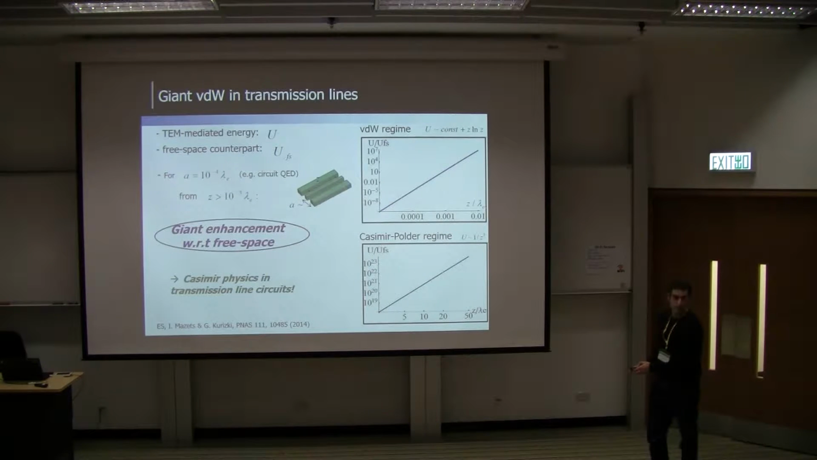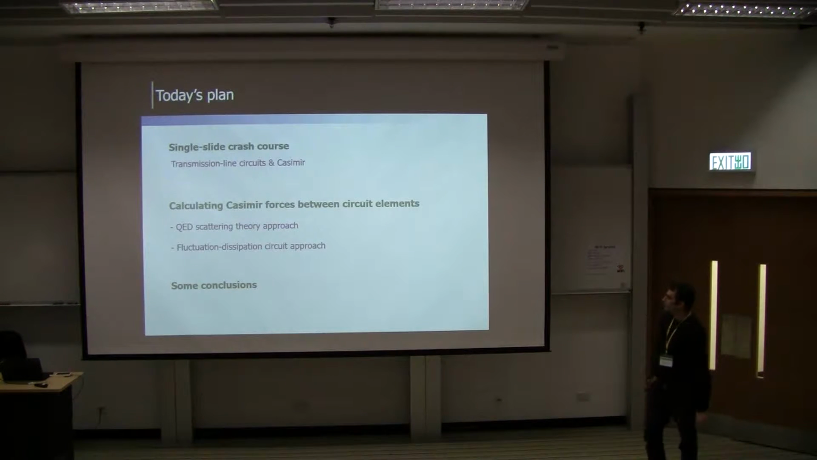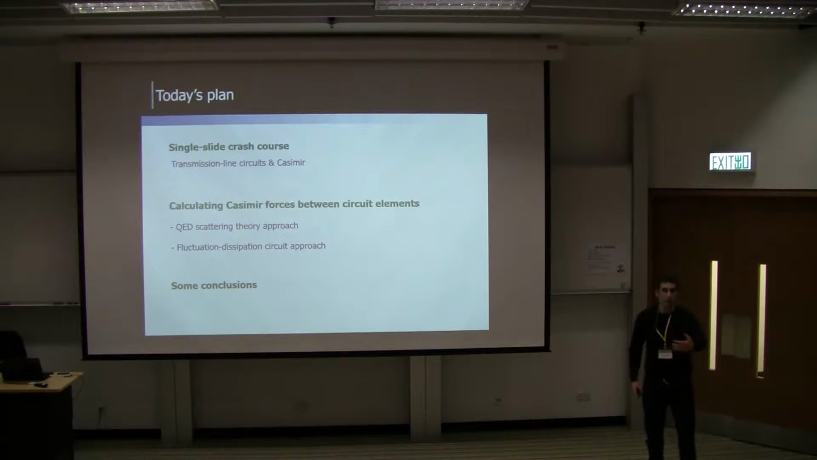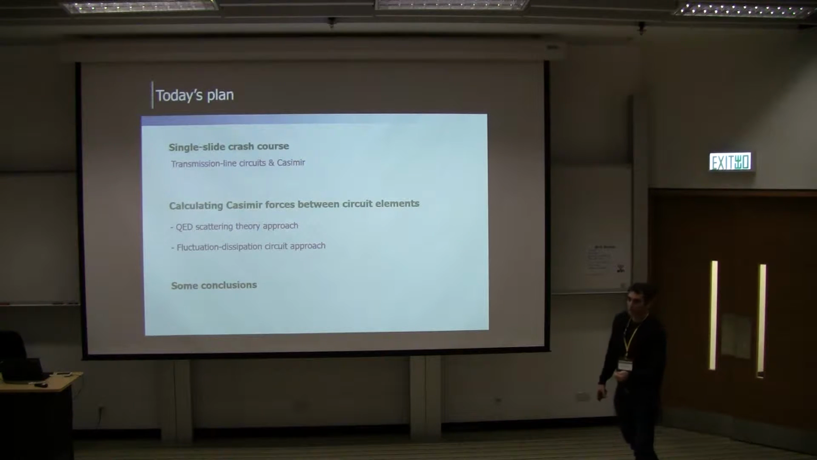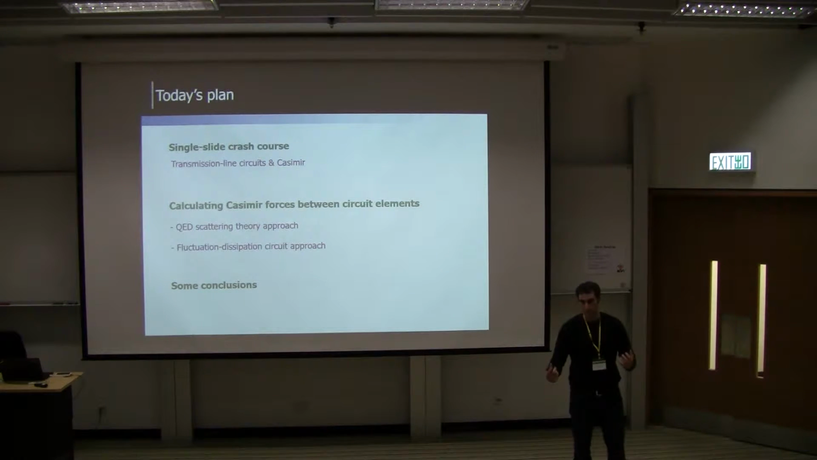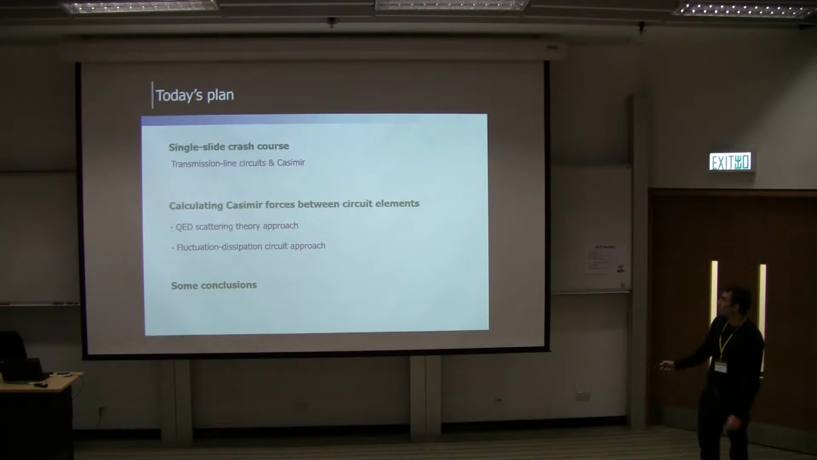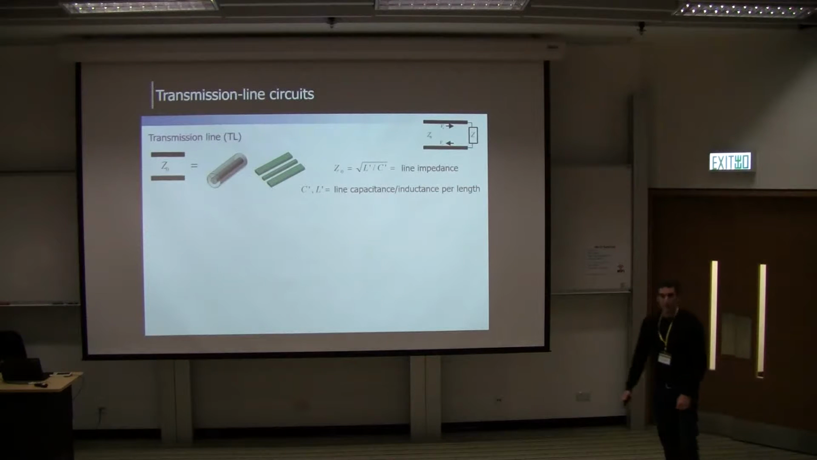So let's do circuits of these transmission lines. The plan is a one-slide crash course on transmission lines, then two ways to try to calculate Casimir forces or van der Waals forces between components in a circuit, and then some conclusions. The first approach would be the straightforward one for people who come from Casimir, I guess. The second one will be just electrical engineering or first-year physics, an electricity course. And that's it.